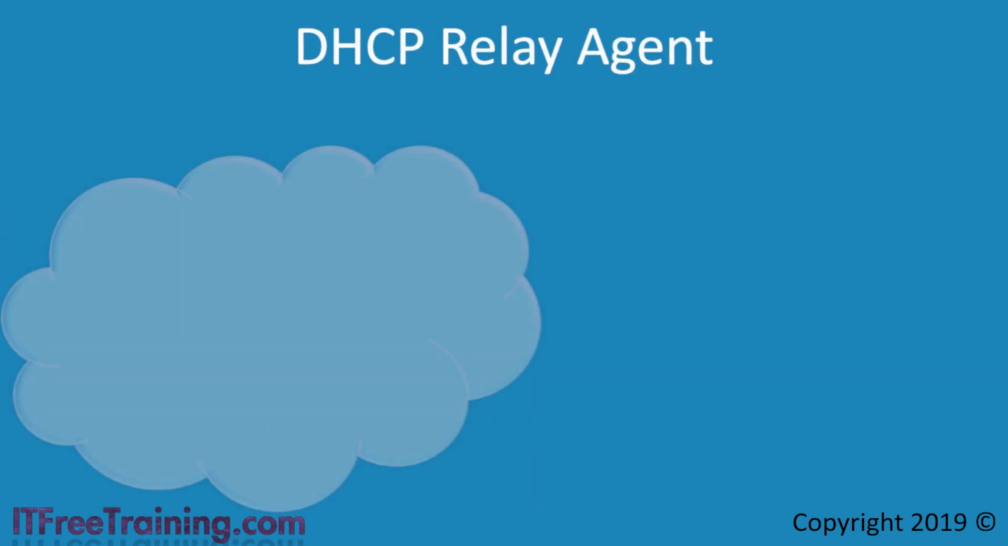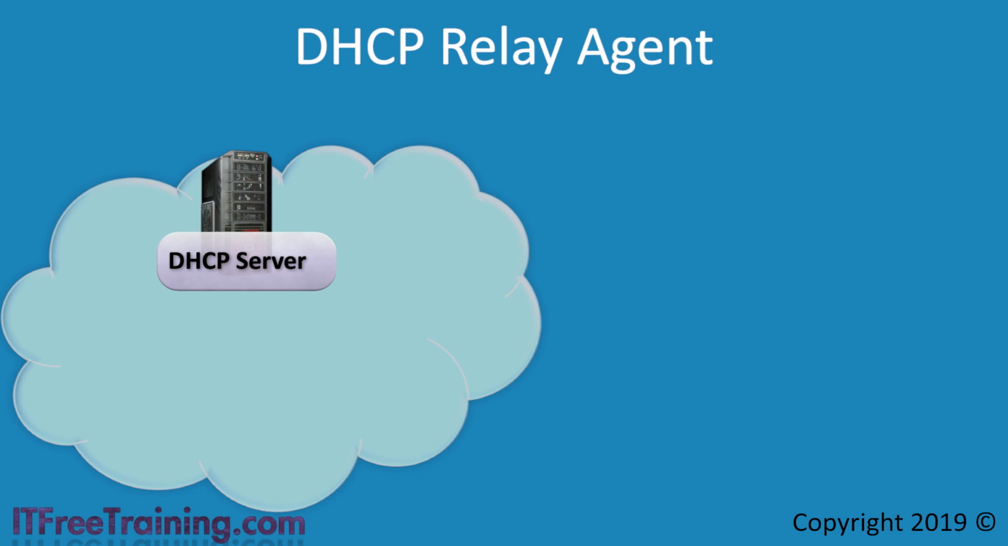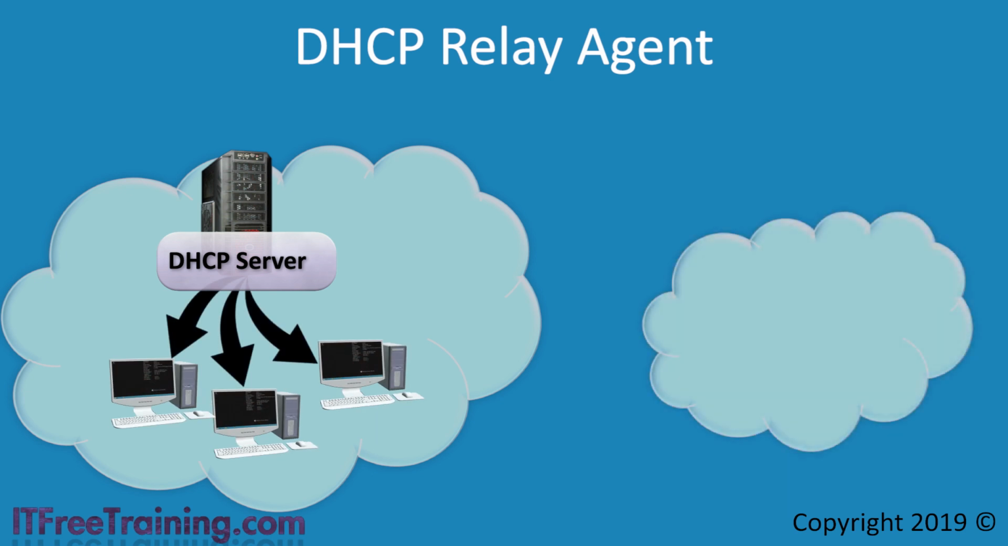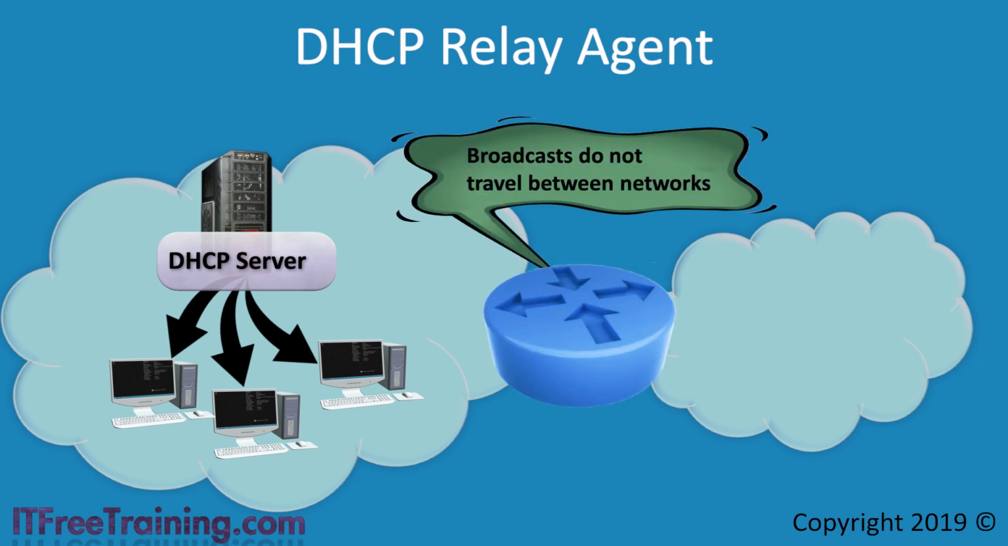In this example, the main network has its one and only DHCP server. The DHCP server distributes network configuration to devices on the network. This works well. However, what happens when you have a smaller network on a different subnet connected by a router? By default, broadcasts do not travel between networks.